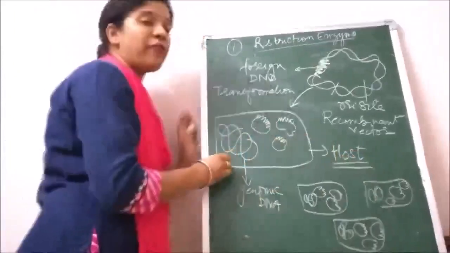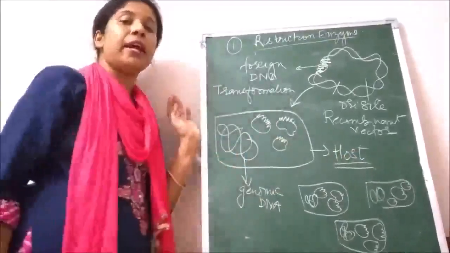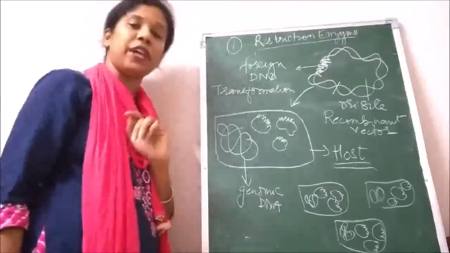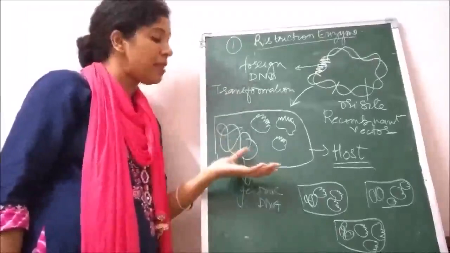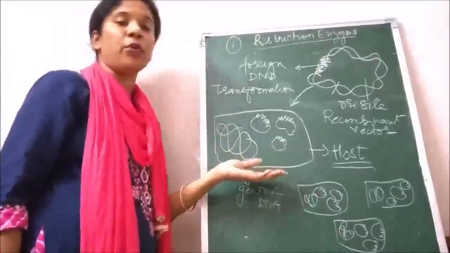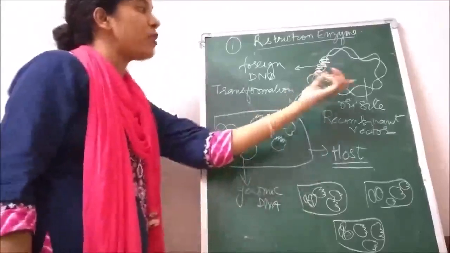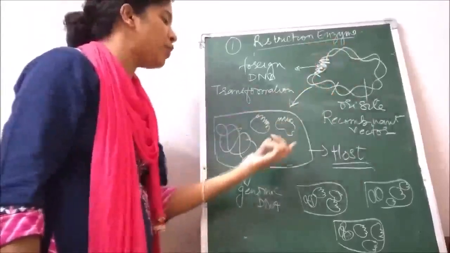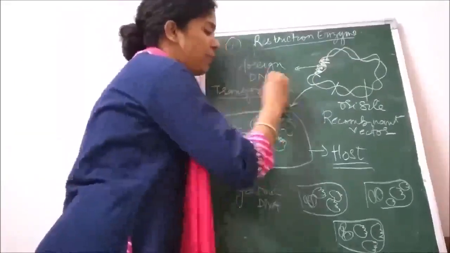Here, for example, I have shown a bacterial cell because bacterial cells mostly have plasmids. There are very few eukaryotic cells which have plasmids. For example, yeast has the two-micron plasmid. Most of the plasmids are found in bacterial cells only. So these recombinant DNA molecules are going to be introduced into the bacterial cells by the phenomenon of transformation.